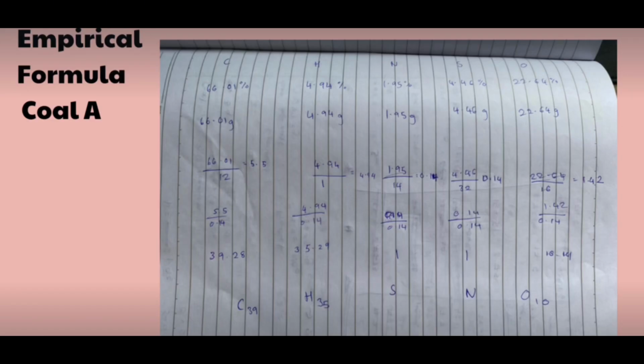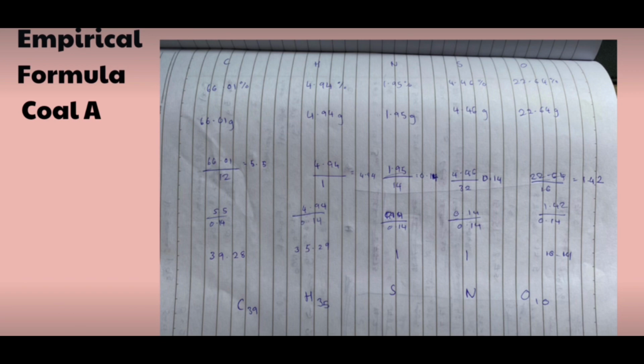Next, after getting the mass percentage of each atom, we need to find the empirical formula for each coal. First, we need to assume that 1% is equal to 1 gram. As example, 66.01% is equal to 66.01 gram. And then, we need to divide the mass of each atom by its molar mass to get the mole.